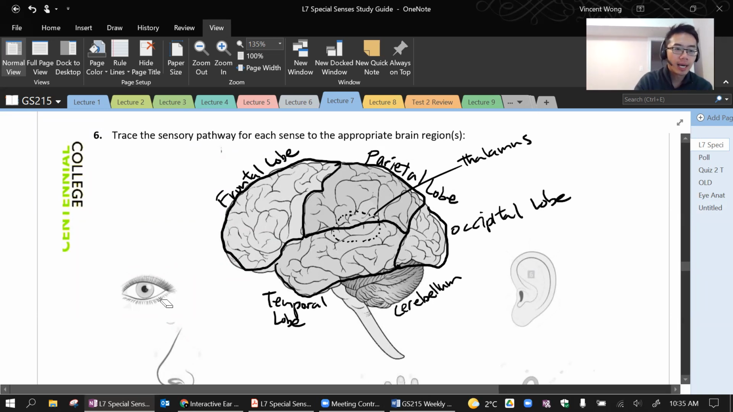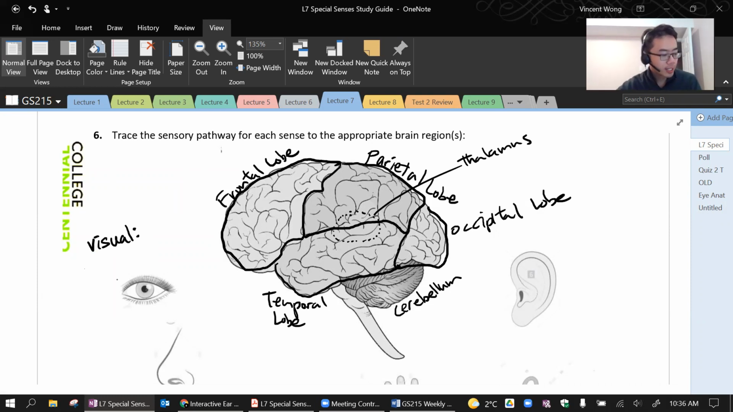Okay, so let's start with eyes. We're going to write down the senses and the type of detector. So for eyes, it is, of course, for visual information. The type of receptors. What kind of receptors do we find in the eye? Anybody? We talked about 5 types of receptors. What kind of receptors do we find in the eye?